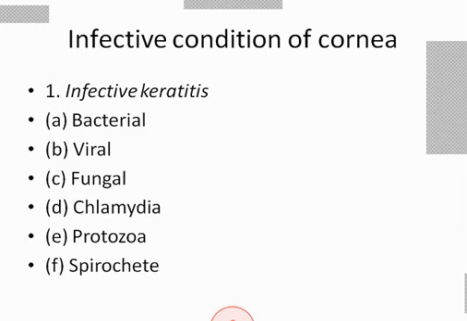Bacterial keratitis looks different to viral keratitis. Viral keratitis looks different to fungal keratitis and chlamydia and protozoa. All these things look different to each other. So it is very important that you distinguish these things in order to correctly treat the patient.